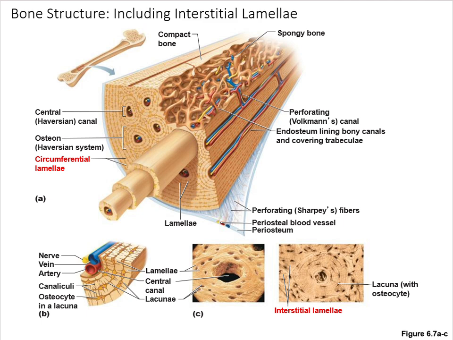Other things we can't see here are the ends of the long bone. The ends of the long bone are going to have a compact bone matrix on the outside, but they're mainly filled with spongy bone. And those would be areas where we would expect to see possibly hematopoietic tissue or red marrow.